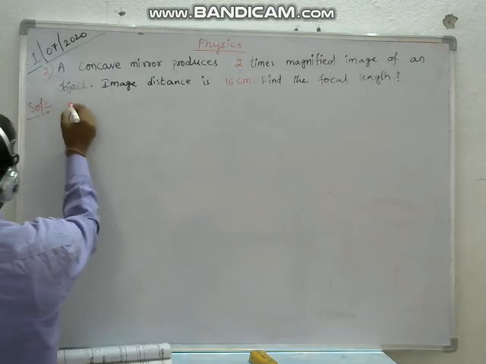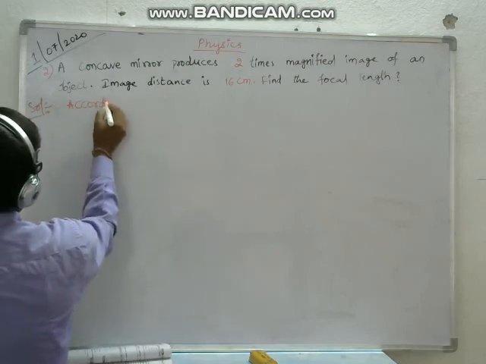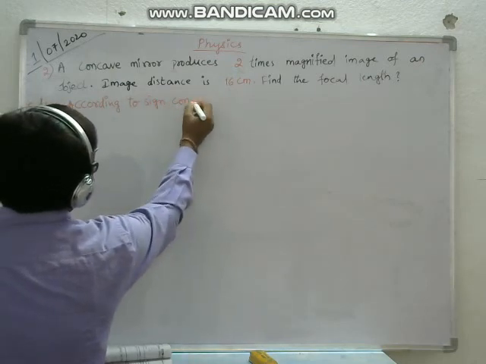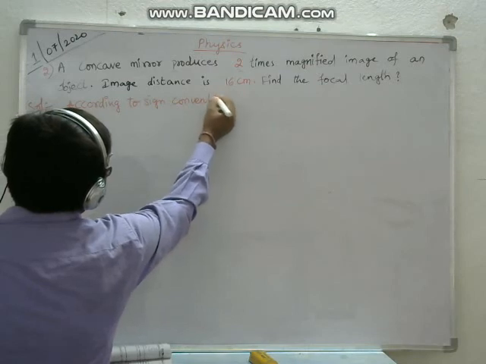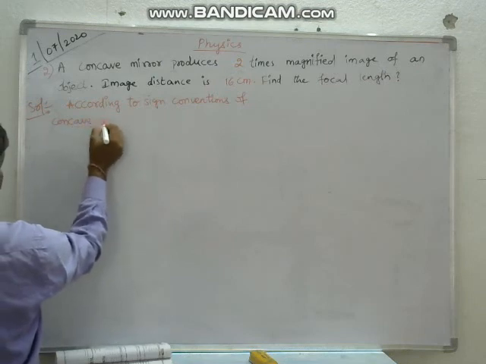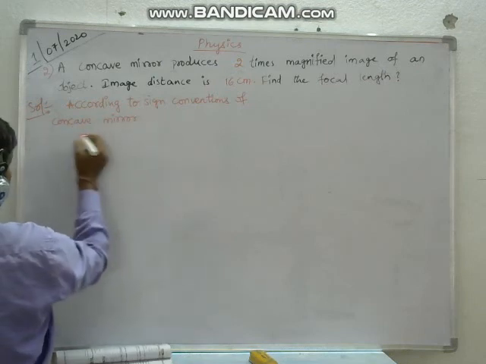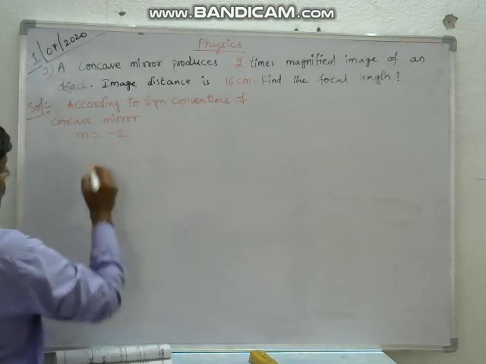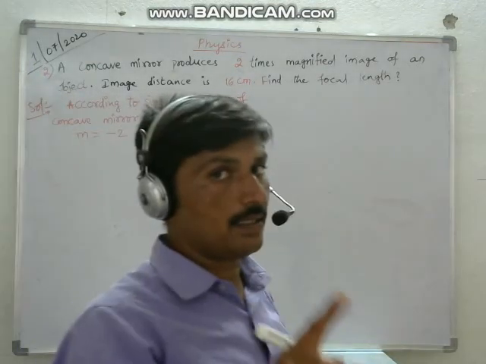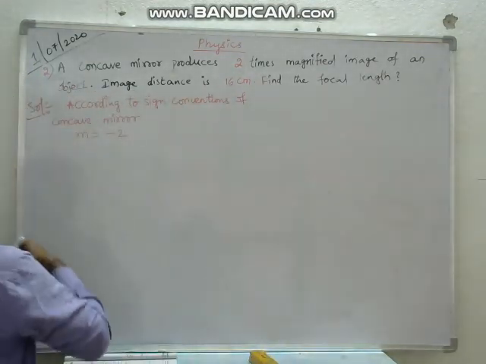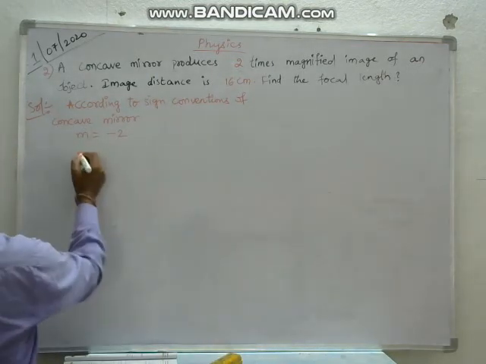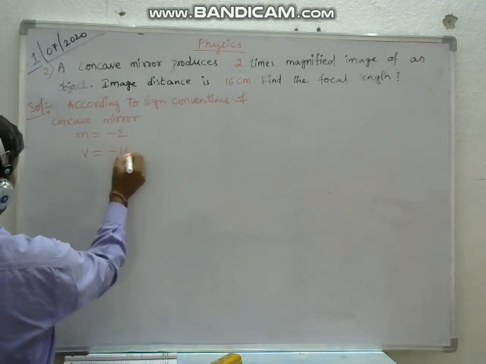See here, according to the sign convention of concave mirror, magnification m is equal to minus 2. This minus indicates a real image, and the image distance they gave, the v value, is minus 16 centimeter.